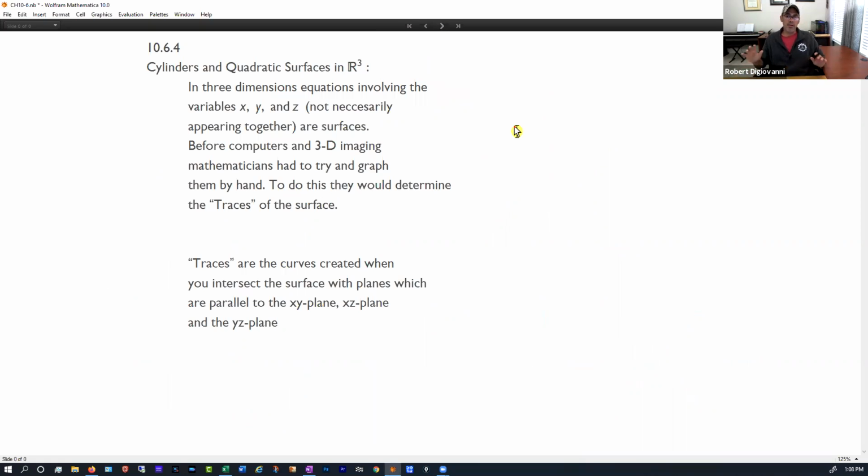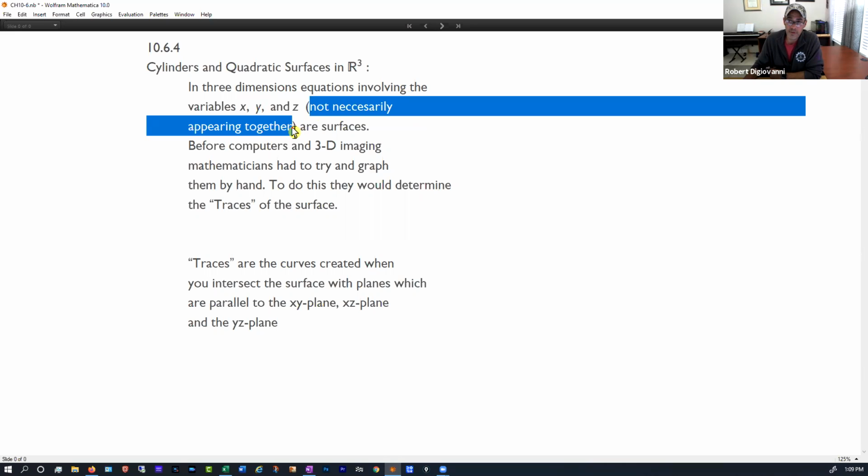Okay, so now we want to step out of two-dimensional space and into three-dimensional space. So in three-dimensional space, what we want to look at are equations that have x, y, and z in them, okay? So any equation that has three variables in it. Now there's a little catch to that. You actually don't need to have all three in the equation. You can have just x and y, or just y and z, or just x and z, or you could have all of them, it just depends. The main key is that we want to realize we're in 3D now, okay? We're in 3D.